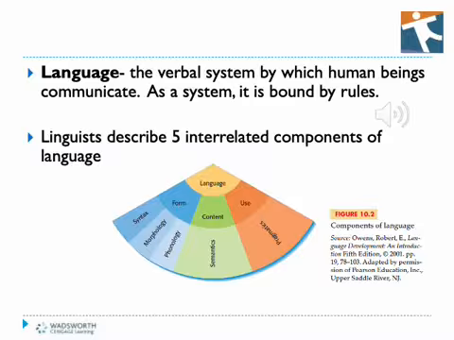The next key term is language. Language is the verbal means by which human beings communicate. Now, language is governed by rules, and rules are different in each language. The rules of language that govern its form or structure are called grammar. Now, linguists describe 5 interrelated components of language, and each has a rule system.